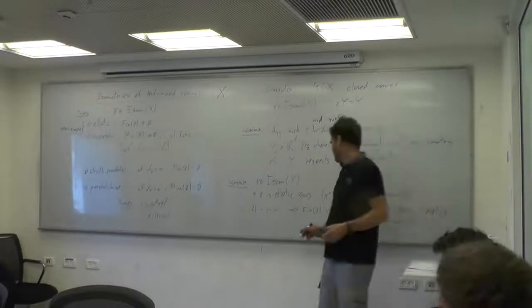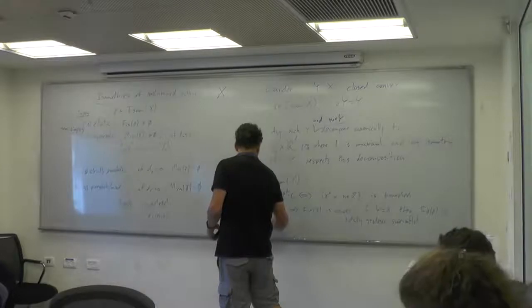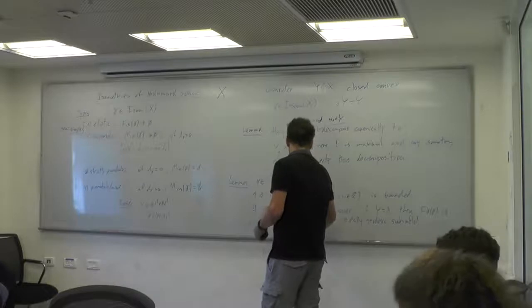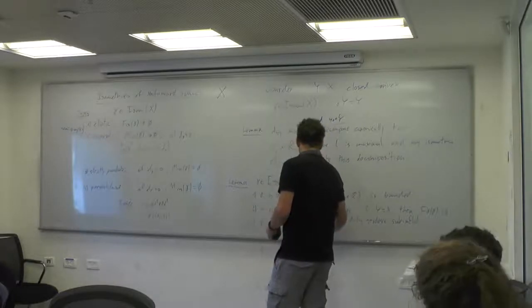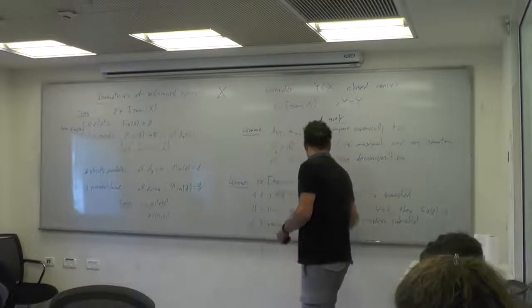And the third thing: if gamma is non-trivial, then the dimension of Fix gamma is strictly smaller.